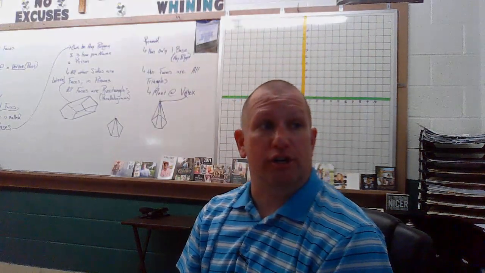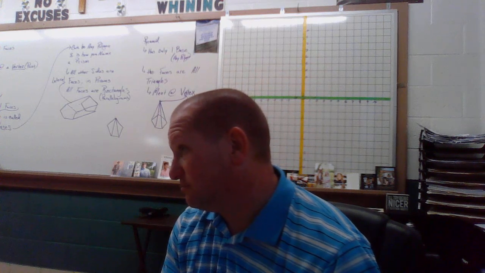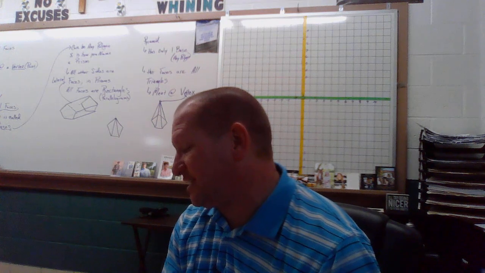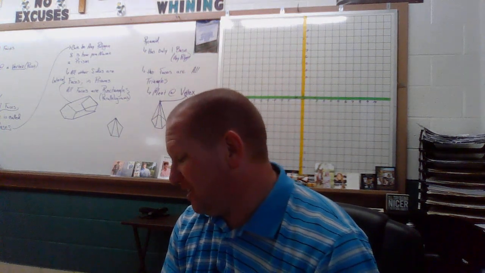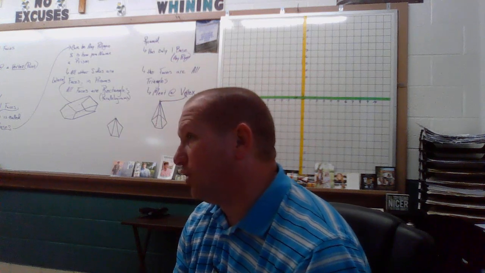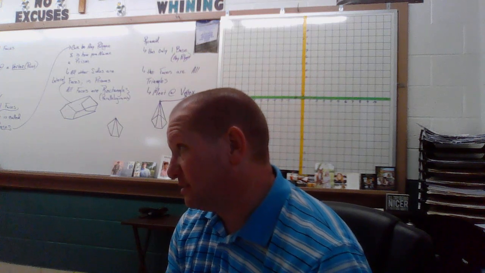Oh, so make sure you look at what it says up here. Number 10, you have to follow the directions. It says identify the solid, name the bases, faces, edges, and vertices. That's why it's worth 20 points. Number 11 and 12, what's it say up there? Just name it. I want you to tell me what it is called. You don't have to do the rest of it. Does that make sense? Follow the directions.